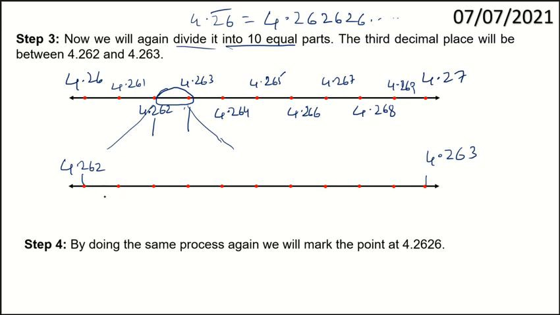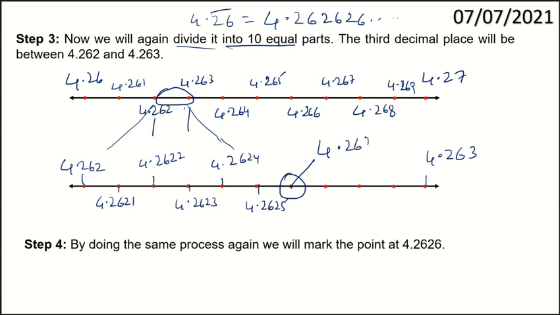This is 4.2621, this will be 4.2622, it will be 4.2623, this will be 4.2624, it is 4.2625, and this is the number which I wanted to show, 4.2626, correct to 4 decimal places. So this is the point which we have to show.